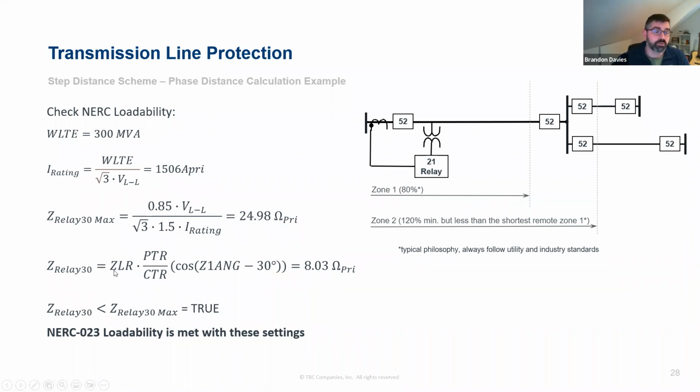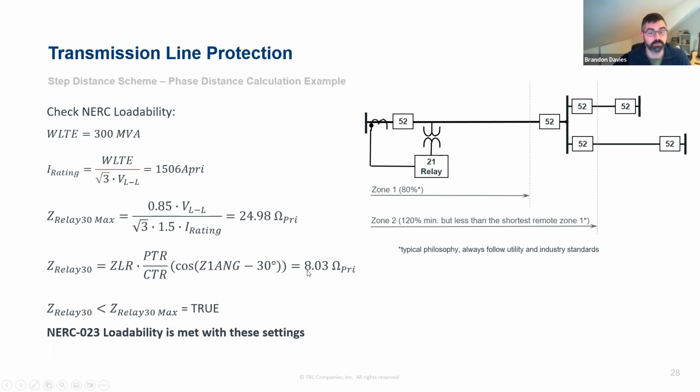So for the relay side of it, we're using ZLR, which is really actually the largest of your distance reaches. So in this case, that would be 3 ohms, which is our zone 2 phase distance element. We convert that into primary quantities using the PT ratio divided by the CT ratio. And then we need to evaluate it at the 30-degree angle. And this Z1 angle here is our line angle, which would also be our maximum torque angle of the element. And the output of that provides an impedance.